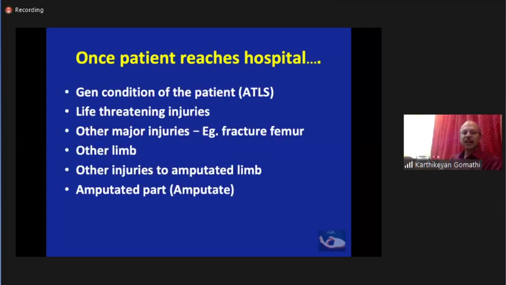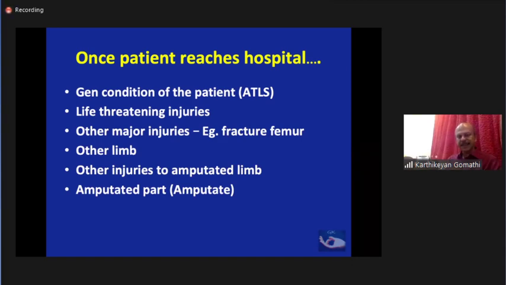So the general condition of the patient, we have to follow the ATLS protocol and make sure that the patient is comfortable. We need to rule out life-threatening injuries before we go further into the treatment of the amputated part. Then again look for other major injuries. For example, a fracture of the femur, it might be missed. This must also be seen.